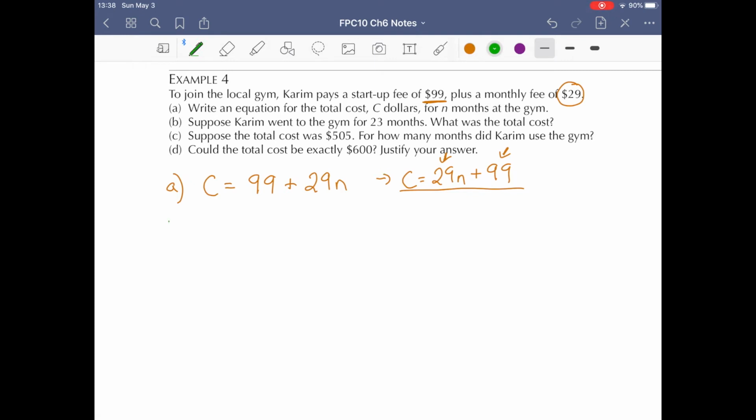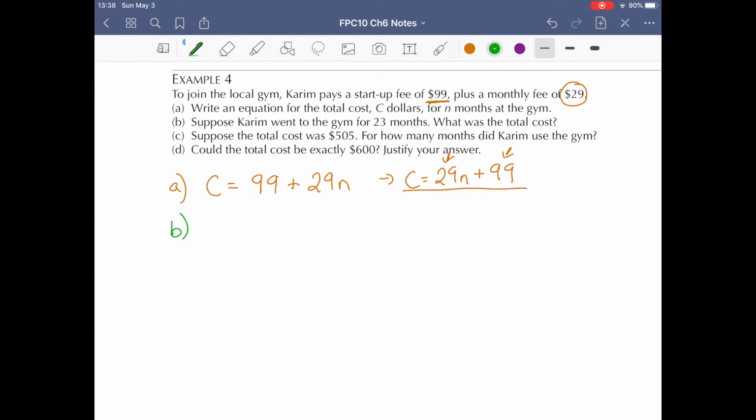Letter B. Suppose Kareem went to the gym for 23 months. What is the total cost? So I'm going to rewrite this in function form. The cost for a given number of months is equal to $99 plus 29n. Now he's going for 23 months, so the cost for 23 months is equal to $99 plus 29 times 23.